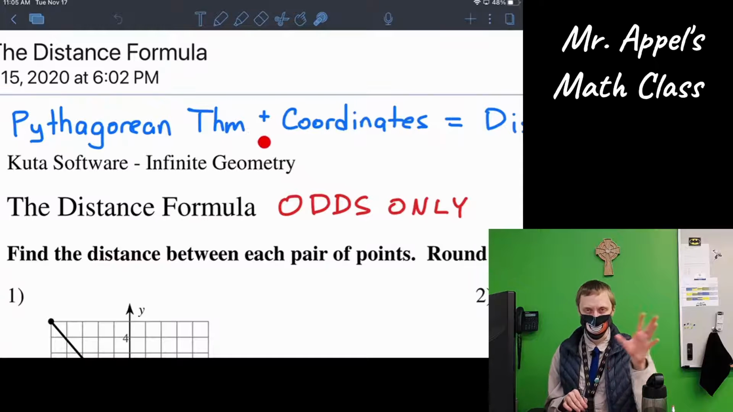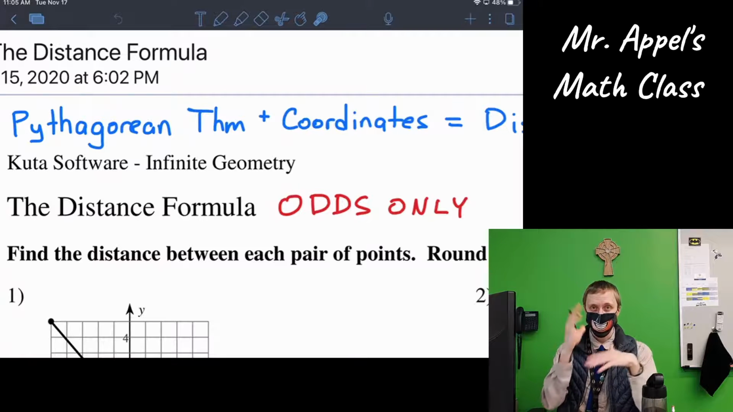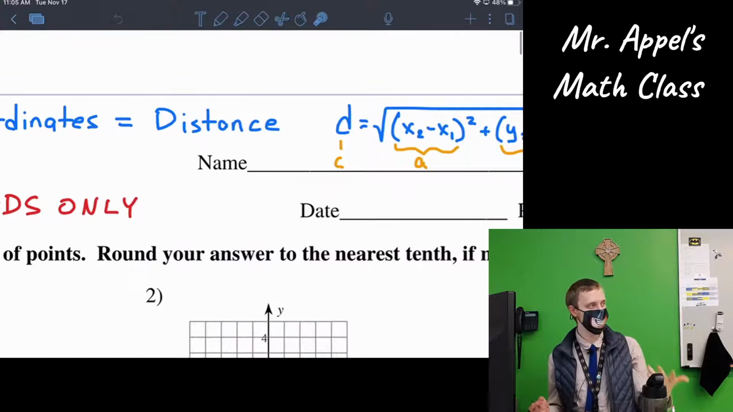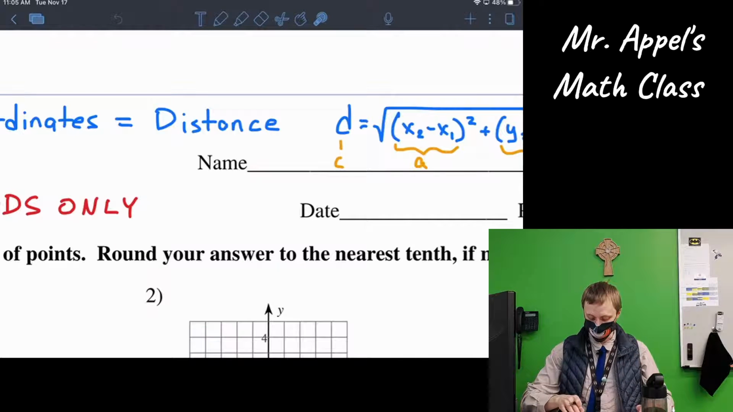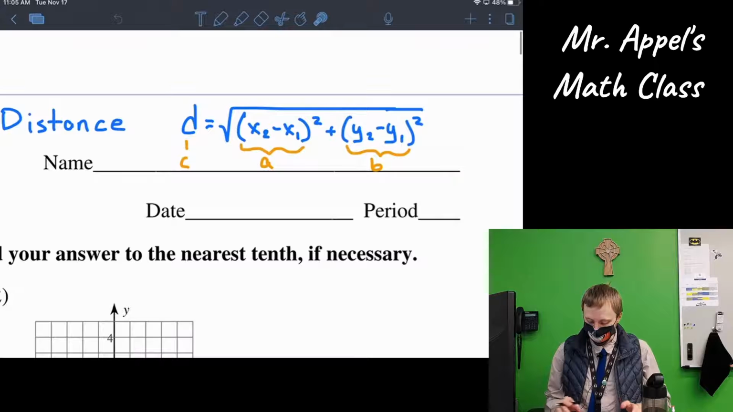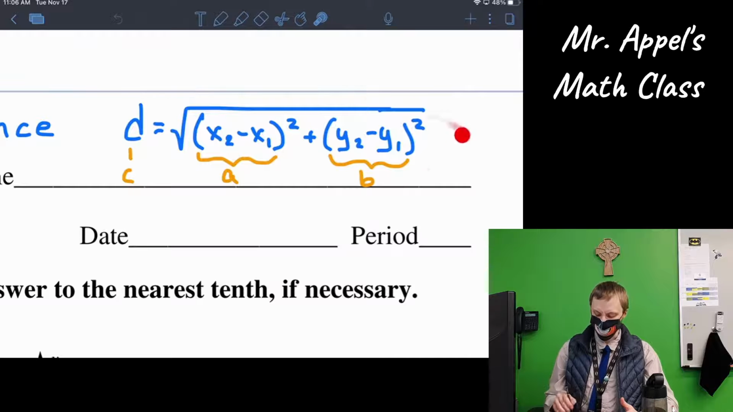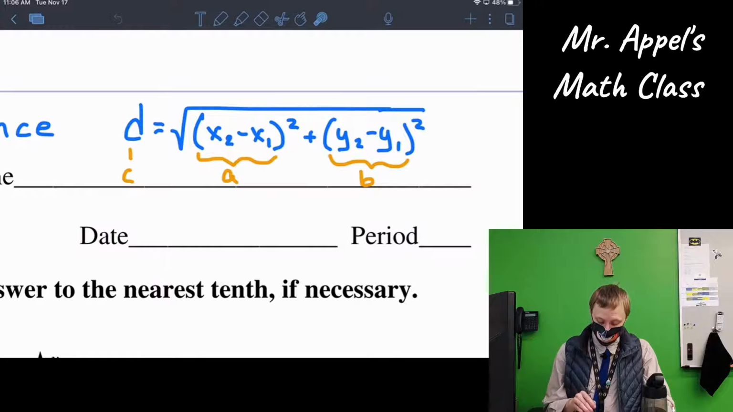If you take the Pythagorean theorem and you add in coordinates, as in you deal with the coordinate plane, what you end up with is the distance formula. That's all it is. It's Pythagorean theorem applied to x and y coordinates. So here it is. If you don't have this written down on your page somewhere, go ahead and copy that guy right at the top of your worksheet. That is the distance formula. D for distance is equal to the square root of (x2 minus x1) squared plus (y2 minus y1) squared.